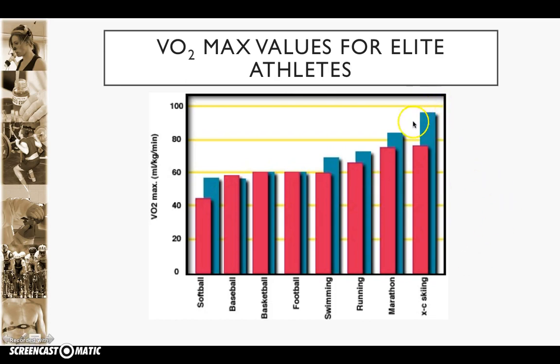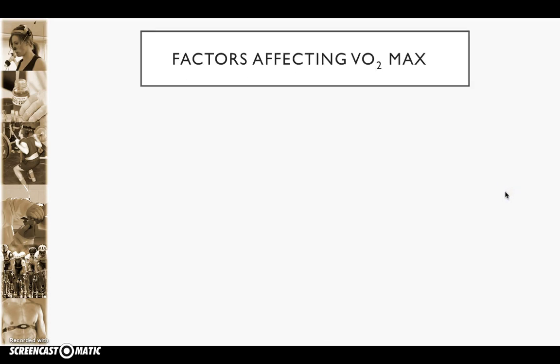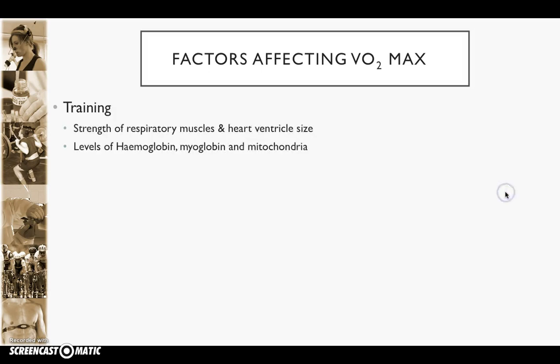And as you can see, there are things that affect the VO2 max or aerobic training of an individual, and this is what we're going to be going through today. Okay, so first of all, factors affecting our VO2 max.